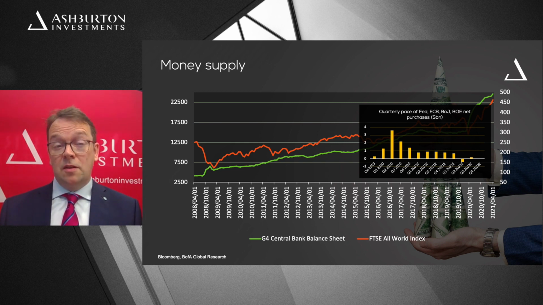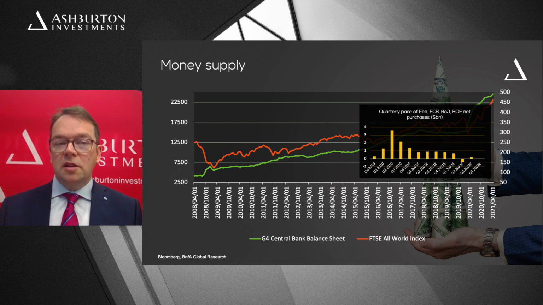Stubbornly high inflation, though, would force the central banks to have to raise interest rates, and that would cause a disorderly market. So to be really clear, that is not our central case at the moment, but it is obviously something that we're very aware of and watch very closely, and is a big risk to financial markets.